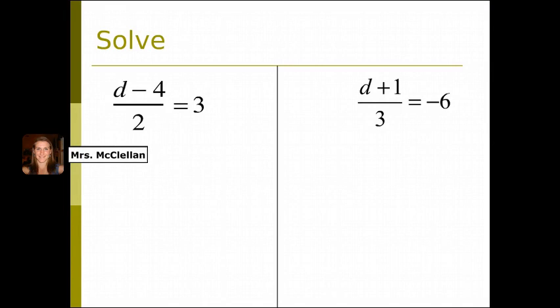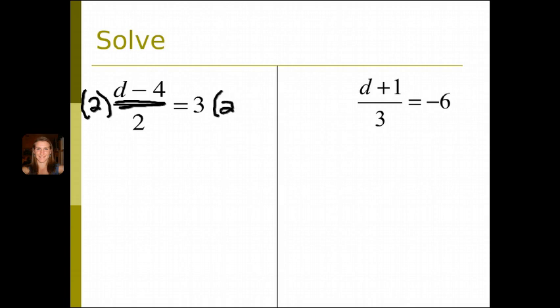Here are two examples of fractions that are written a little bit differently than what you might be used to seeing. In our first example, d minus 4 over 2 equals 3. Well, we know that d minus 4, the whole thing, is being divided by 2. Therefore, we have to undo the division by multiplying the whole thing by 2. Whatever we do to one side, we must do to the other side. Multiplying by 2 and dividing by 2 cancels out. We are left with whatever's on the top, which is d minus 4.